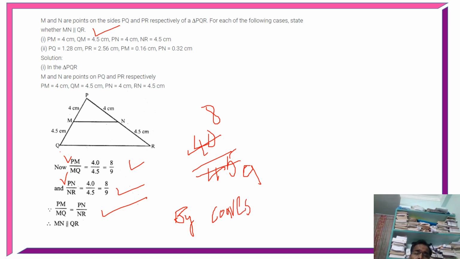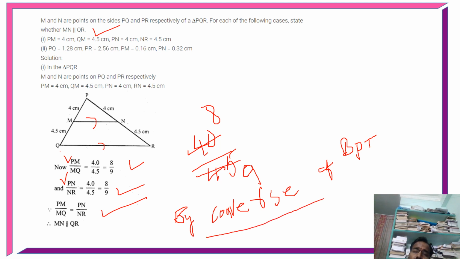So again I am repeating, to prove parallel, use the converse of Thales theorem. If parallel is already given, use Thales theorem. So by converse of BPT or Thales theorem, they are parallel to each other. We take the ratio from the vertex we are proving from, that side. Here PM by MQ equals PN by NR. So MN is parallel to QR by using converse of BPT or by using converse of Thales theorem.